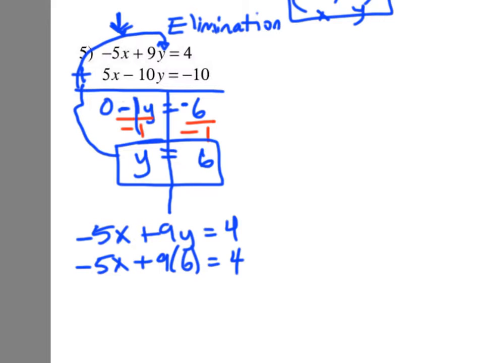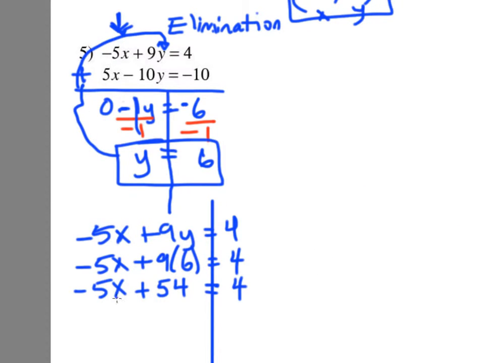Okay, let me draw my barrier here. So -5x, 9 times 6. Well, 10 times 6 is 60, so 9 sixes is just 6 less than that. 60 minus 6 is 54. 9 times 6 is 54. Equals 4.